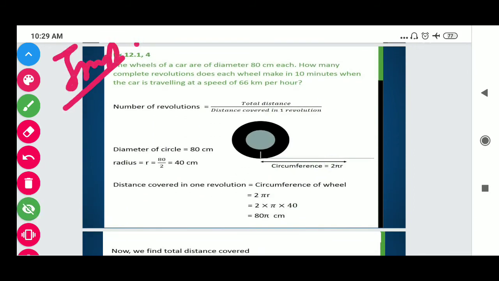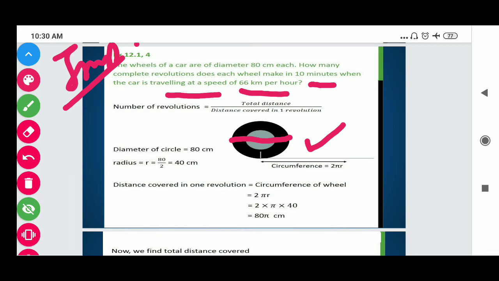Question number 4. The wheels of a car are of diameter 80 centimeter each. You can see here we have a wheel. Its diameter is 80 centimeter. How many complete revolutions does each wheel make in 10 minutes when the car is traveling at a speed of 66 km per hour?